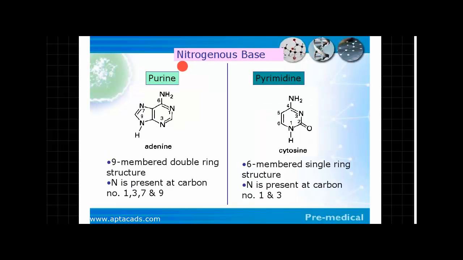Now let's talk about the nitrogenous bases. There are two types of nitrogenous bases. One is the purine and second is the pyrimidine. Purine is a 9-membered double ring structure, and in purine nitrogen is placed at specific positions. These are carbon number 1, carbon number 3, carbon number 7, and carbon number 9. Similarly, pyrimidine is a 6-membered single ring structure, and here nitrogen is present at carbon number 1 and carbon number 3.